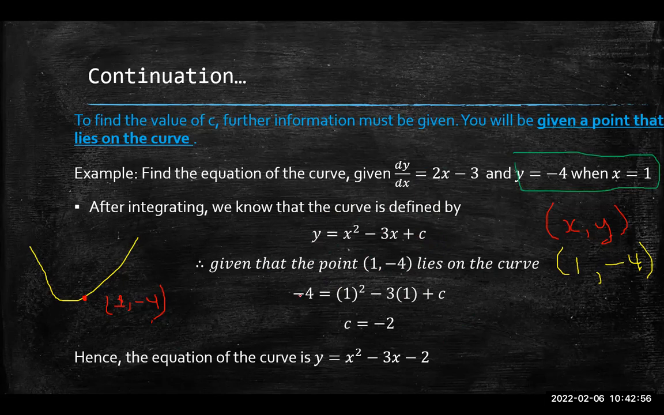So y is minus 4 is equal to x squared, x is 1, so that's 1 squared, minus 3x, x is 1, plus c, and we're trying to find c. If I simplify all that, that's minus 4 is equal to 1 minus 3 plus c, which is minus 2 plus c. So c is minus 2. Therefore, the equation of the curve that they want me to find, the exact equation, is y is equal to x squared minus 3x minus 2.